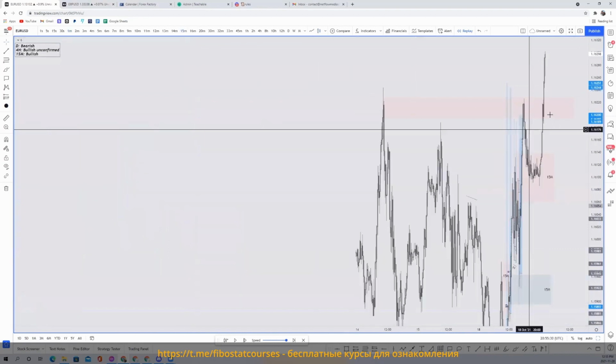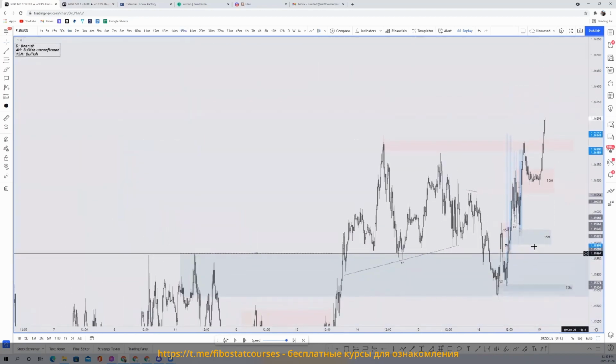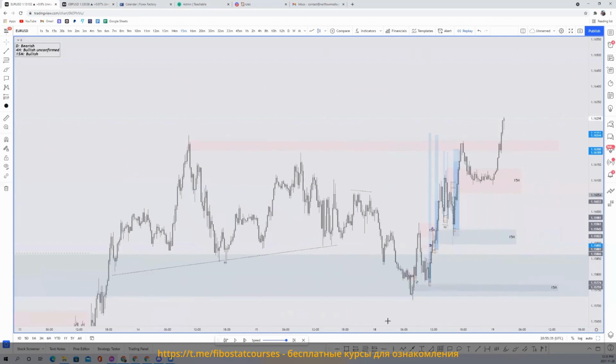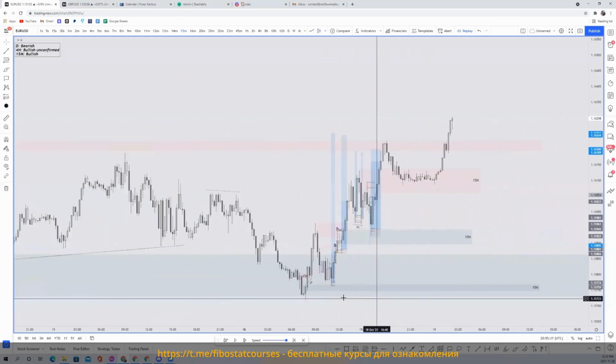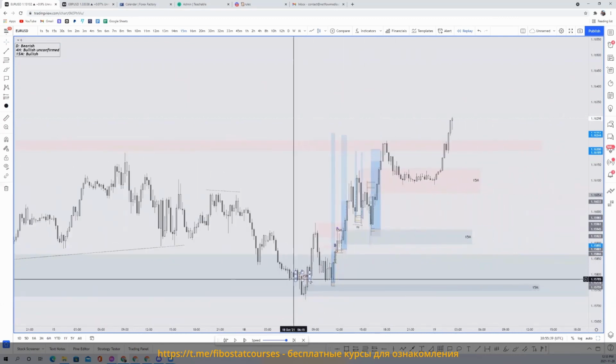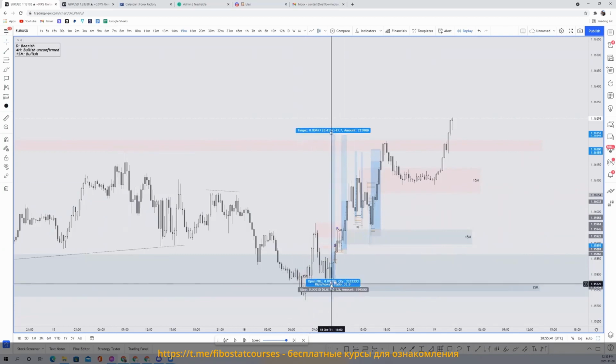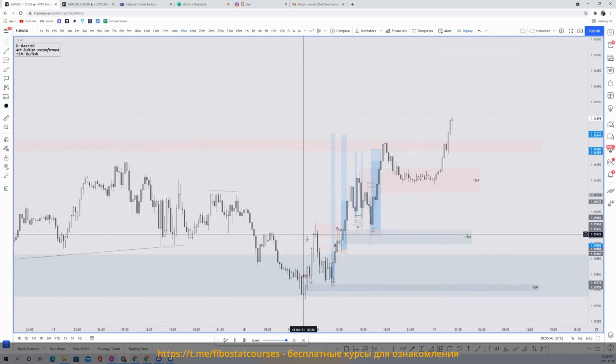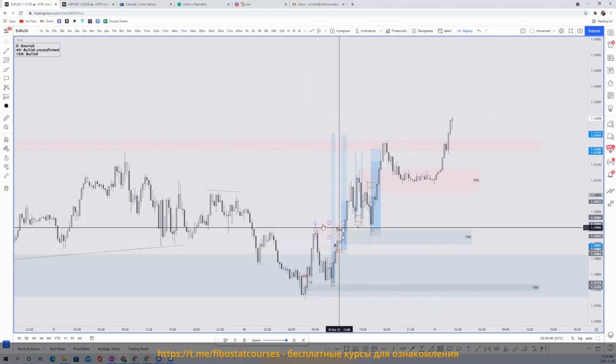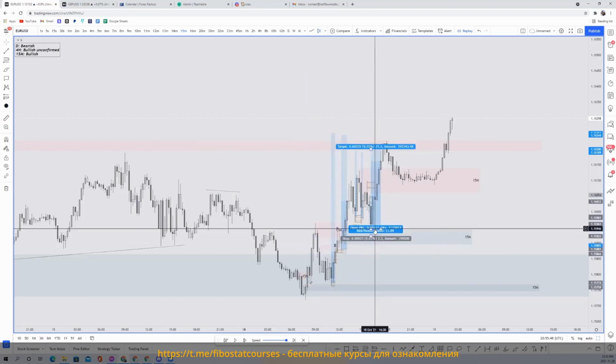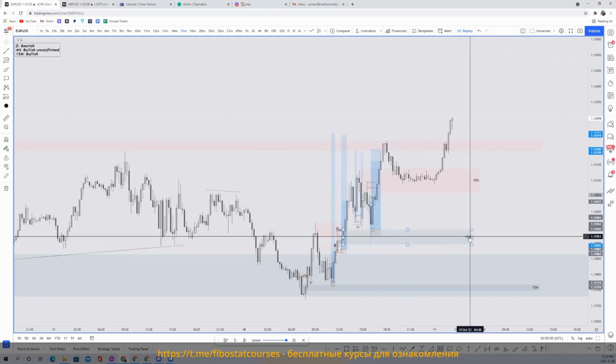If we just do a quick recap of what London and New York both did, you tapped into a 4-hour POI. There's a 15-minute flip zone here. You tapped into it. You have a sort of a supply here, another 15-minute flip zone. Where does the market come back to? The flip zone. So you can see the power of these flip zones, whether they're daily, 4-hour, 1 hour, 15-minute, half hour. More often than not, they're good POIs to trade from.